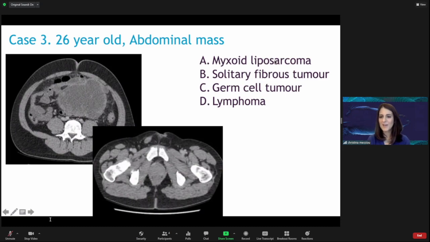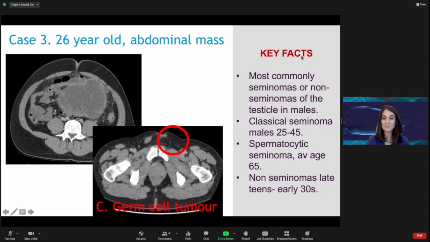Do we have any votes in for this one? So we've got a vote through for solitary fibrous tumour. A couple saying germ cell tumour. So I'm going to show you the result. I think this is a really tricky case, and this was a germ cell tumour.